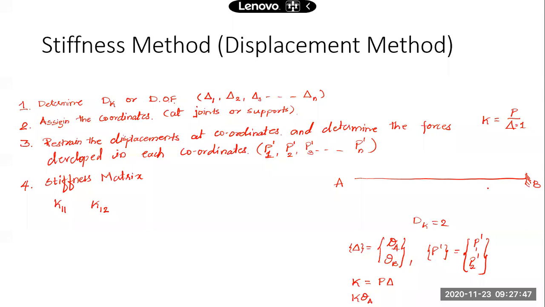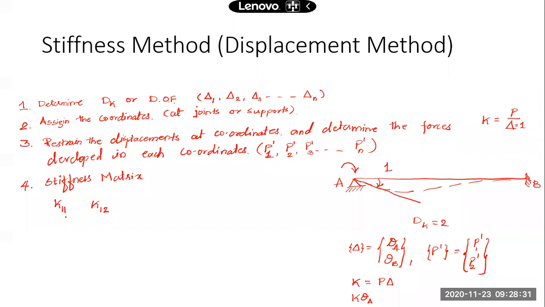So at B, I'll keep it restrained. I don't want any displacement to be given at B. And at A, I'll give unit rotation, because there was a rotation which was considered to be the unknown displacement in this case. So I'll produce 1 unit rotation at joint A. Now, when I give 1 unit rotation at joint A, what is the force required for giving this unit rotation? If I determine that force, that will represent K11, one of the elements of the stiffness matrix.